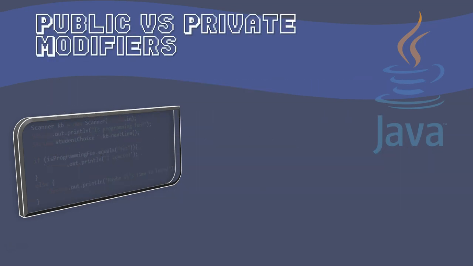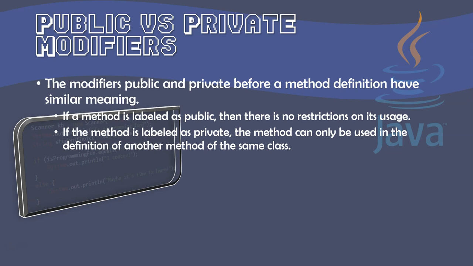So with those public and private modifiers, you'll notice they don't simply exist for variables, but they can also come before our methods. All right, and they have a very similar role here. If a method is marked as public, that means we can use it freely. Any class that has access to it can call that method name. But if it's marked as private, the method can only be used in the definition of another method of that same class.